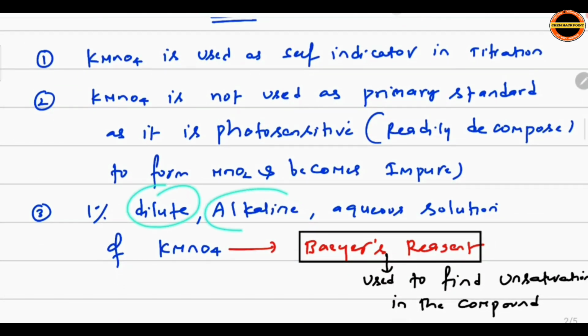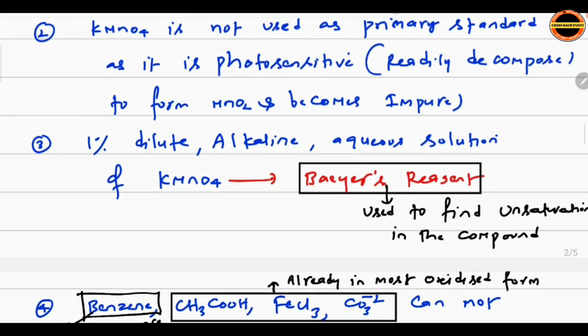A 1% dilute alkaline aqueous solution of KMnO4 is referred to as Bayer's reagent. Bayer's reagent is used to find unsaturation of a compound. Double bonded and triple bonded compounds, whenever added to Bayer's reagent, make it colorless. Actually, it is purple in color. The purple color disappears whenever a double bonded or triple bonded compound is added, due to an addition reaction. That will be studied in detail even in organic chemistry.